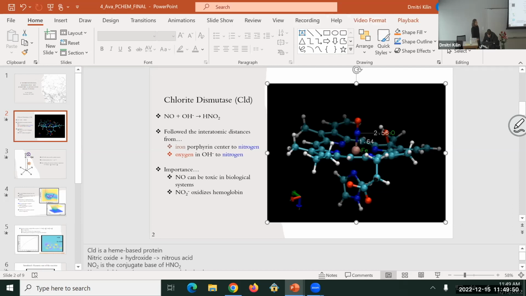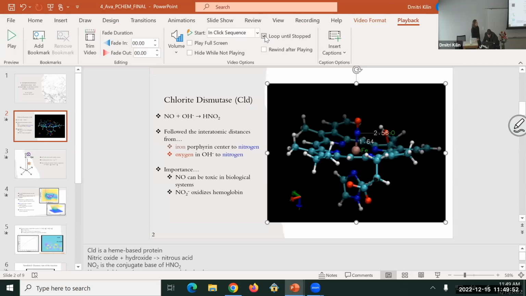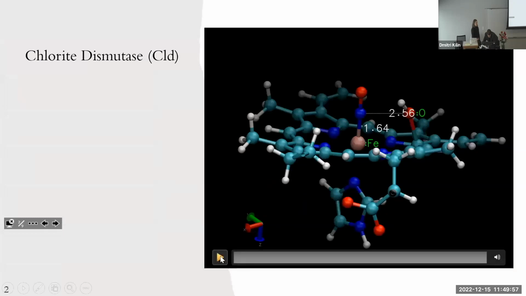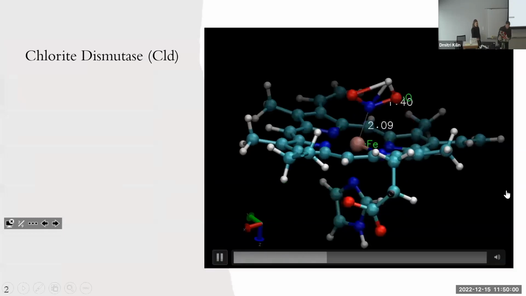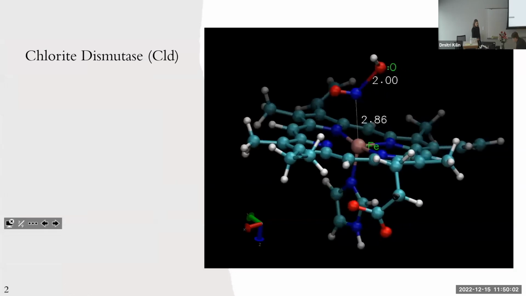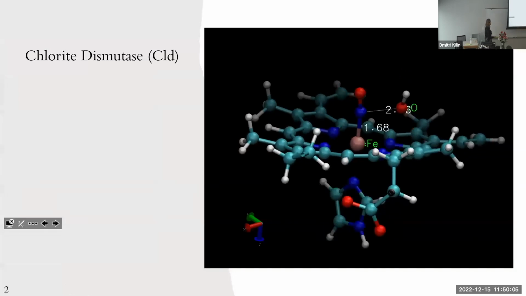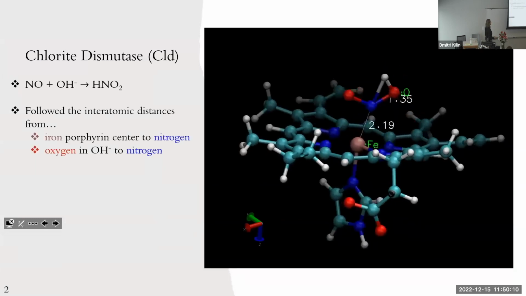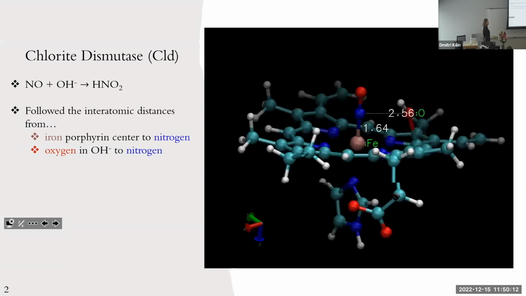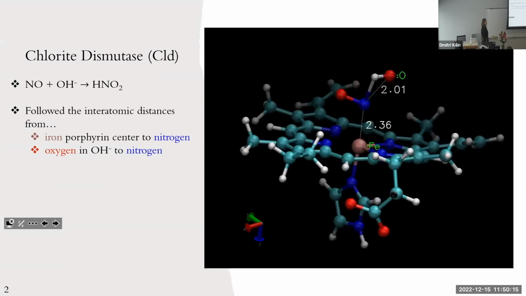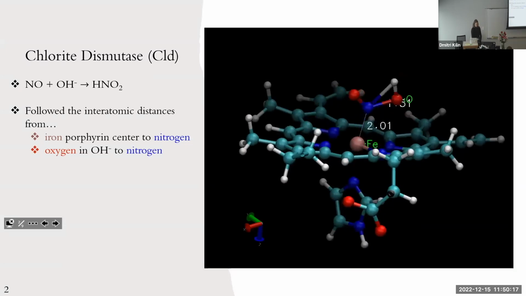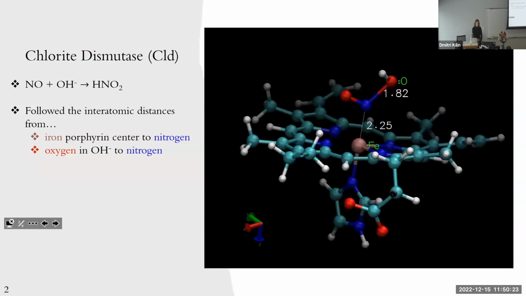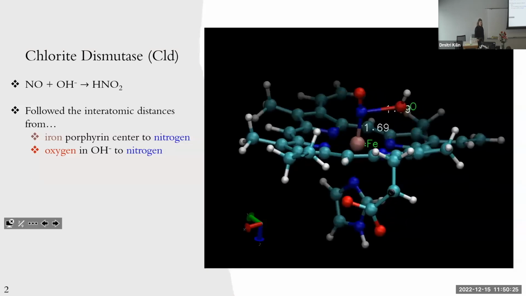So throughout this study, I have been looking at two different interatomic distances. Two different interatomic distances. One is from the iron in the porphyrin center, which is labeled in that brownish color, to the nitrogen of the nitric oxide, and also from the oxygen in the hydroxide to that same nitrogen.